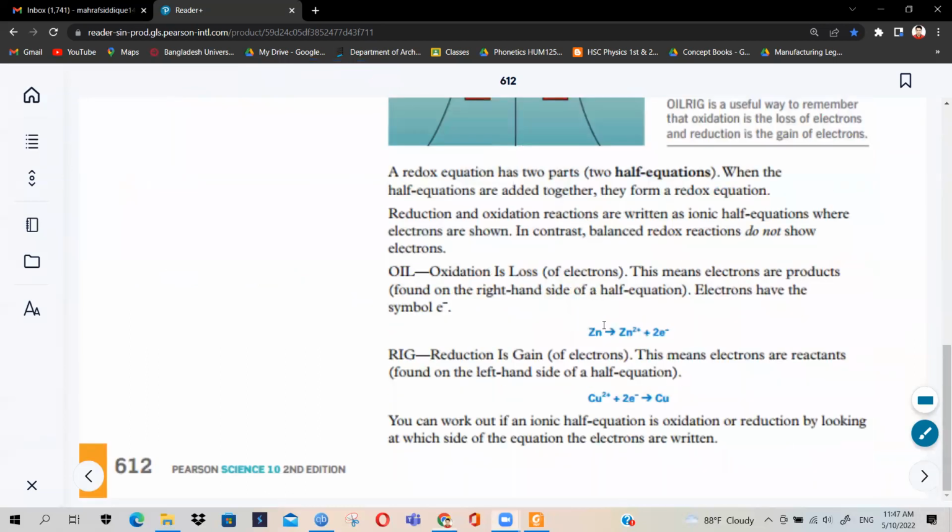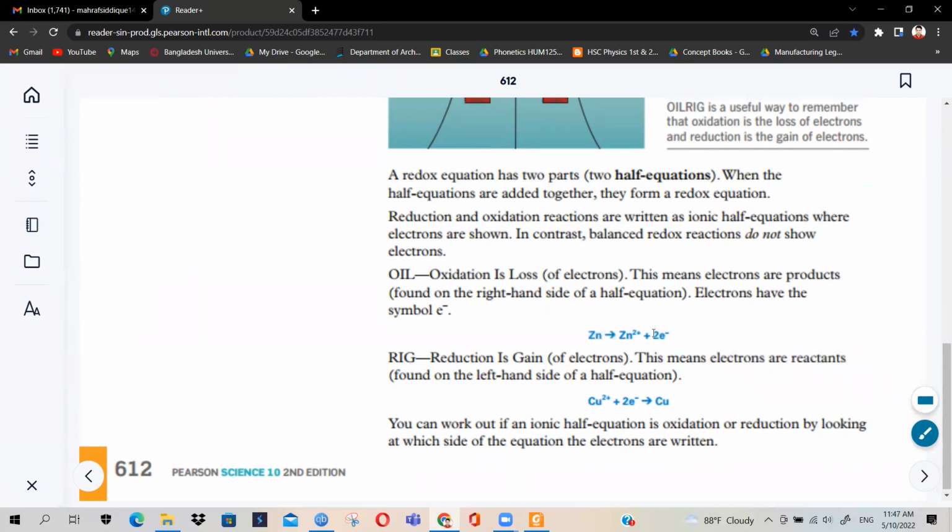Okay, let's see. They have shown zinc first, and then you might think, why did the electrons go on the right side? There a confusion arises. But the plus 2e minus, if you take it to the left side, what will it become? Basic properties of equations, right? Minus 2e minus. So that is what we wrote down previously, but that is easier to understand.